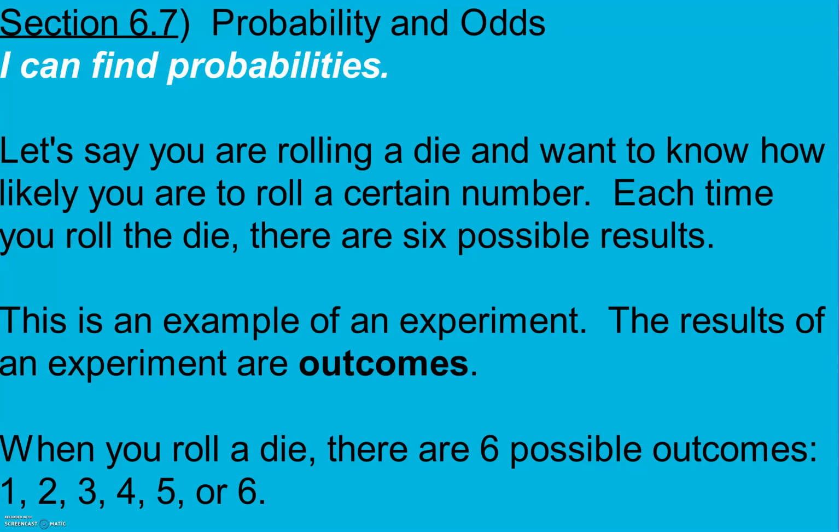Section 6.7 is probability and odds. I can find probabilities. Let's say you're rolling a die and want to know how likely you are to roll a certain number. Each time you roll the die, there are 6 possible results. This is an example of an experiment. The results of an experiment are outcomes. When you roll a die, the 6 possible outcomes are 1, 2, 3, 4, 5, or 6.